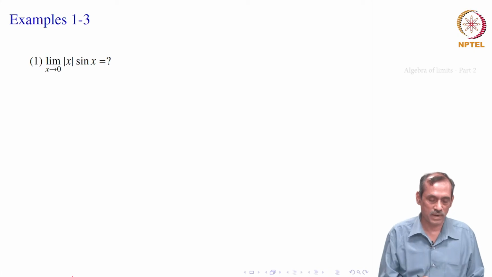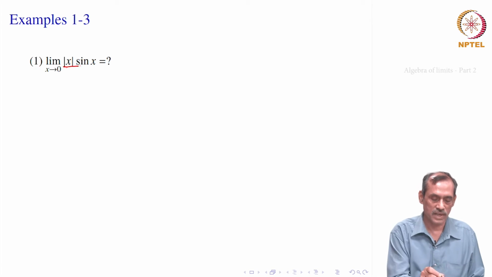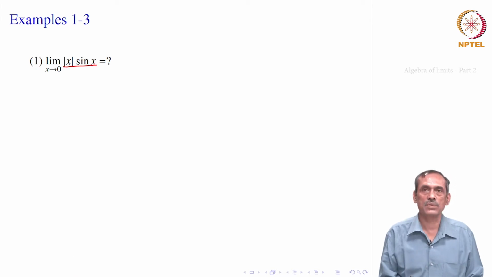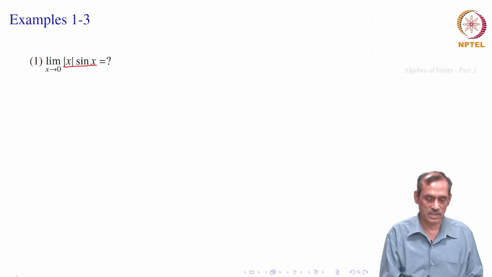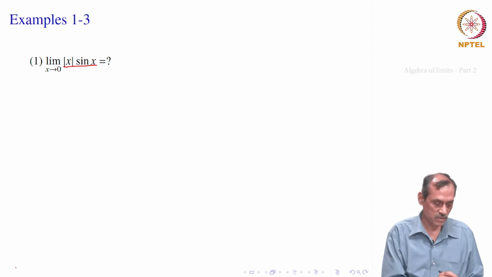So, we are required to find the limit of mod x sin x, the function is mod x sin x, as x goes to 0. As such we cannot apply what we had, because we have only done it for polynomials, constants and so on, but here we have mod x and sin x. So, what do we do?